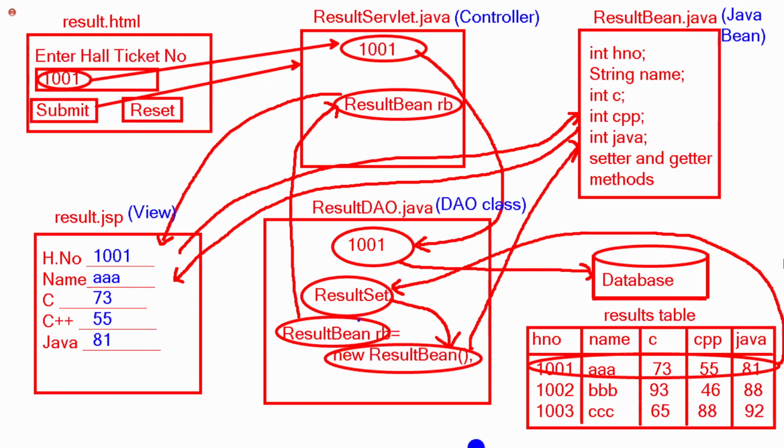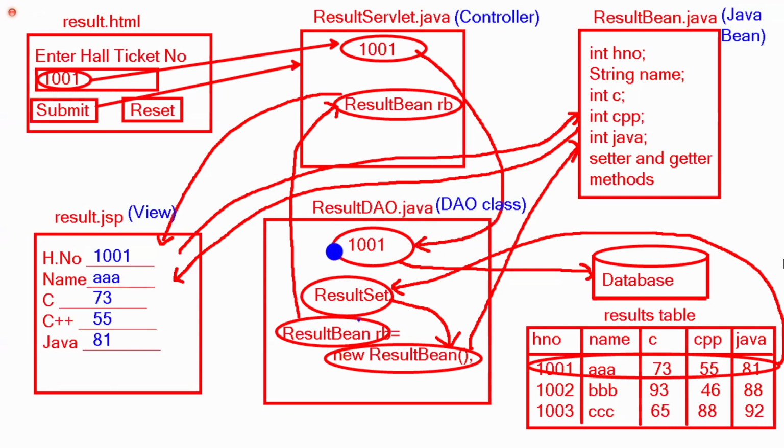Once again, I'll explain the flow. Just observe. It is one HTML program. Here, enter hall ticket number is displayed. One text field is displayed. We will enter the hall ticket number and click on the submit button. Then the Servlet program is executed. The Servlet program will receive this hall ticket number. This hall ticket number is passed to the DAO class.